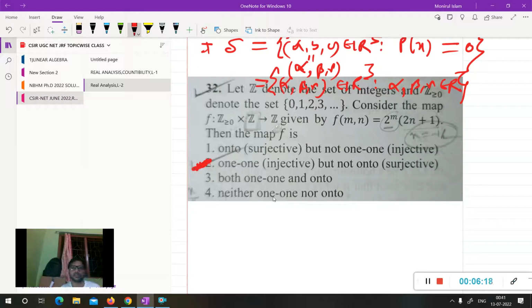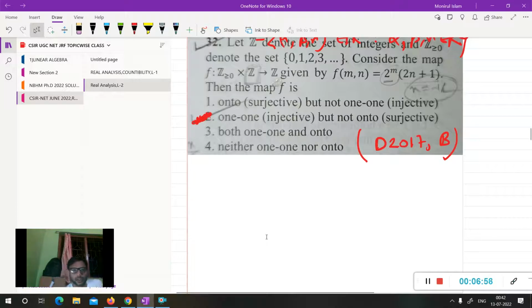See this question. Z denotes the set of all integers, and Z≥0 means non-negative integers, the set 0, 1, 2, 3, and so on. The map f from Z≥0 × Z to Z is given, and it asks whether it is surjective or injective. This is a question of CSIR NET December 2017, and Part B means a 3 mark question. So let's start.